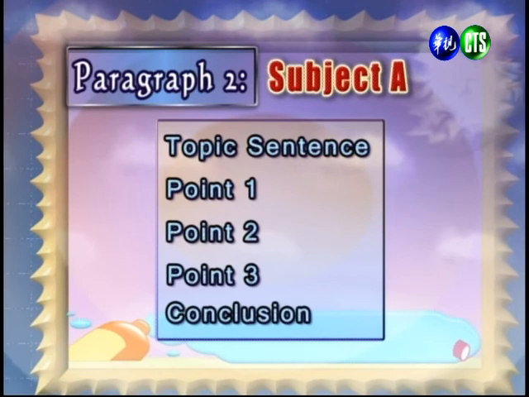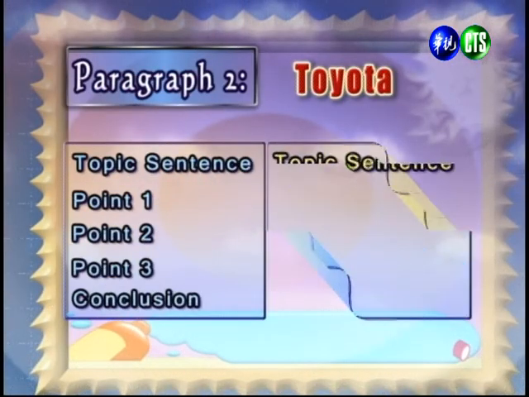Right, so now as an example, let's say that you're writing about Toyota and Nissan again. And so that means that in paragraph 2, we will only write about Toyotas. So in this paragraph, when you write about Toyota, the whole paragraph must focus on the Toyota.